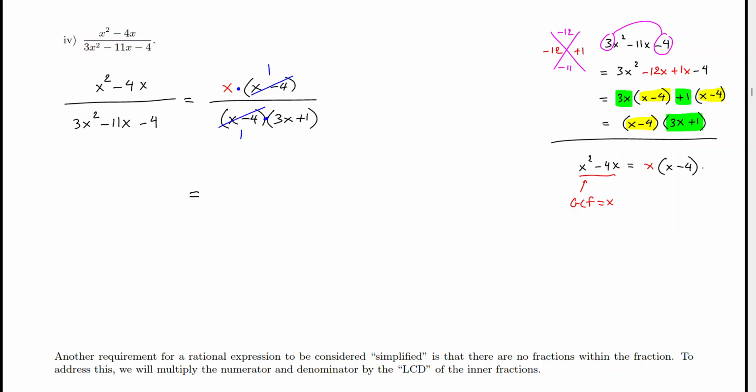And from this point on, I'm not going to write the 1's anymore. I'm just going to multiply it in my head. So x times 1 is just going to be x. 1 times the 3x plus 1 will be just simply 3x plus 1. And that is the final answer there.